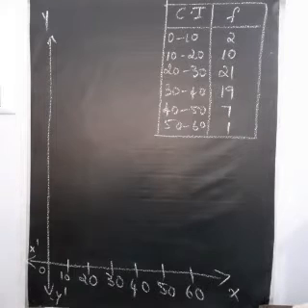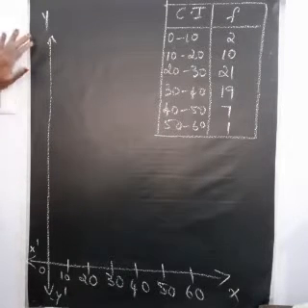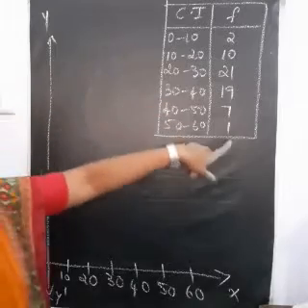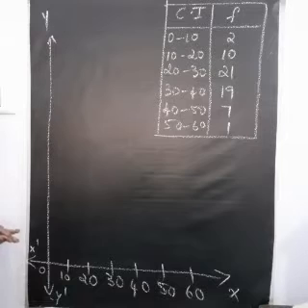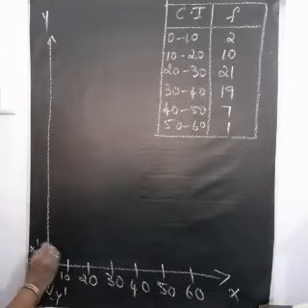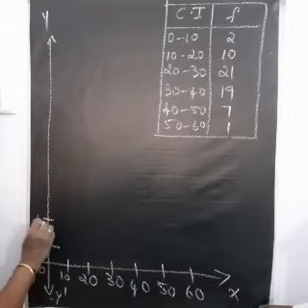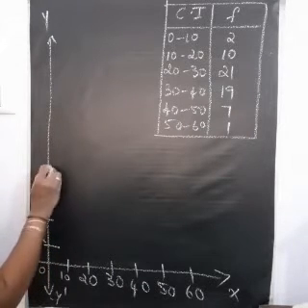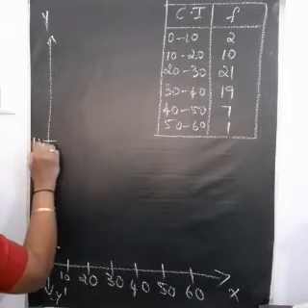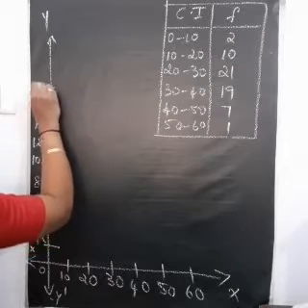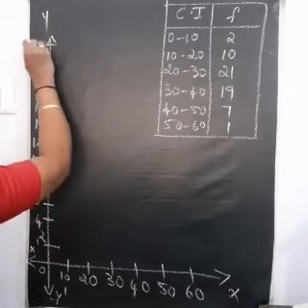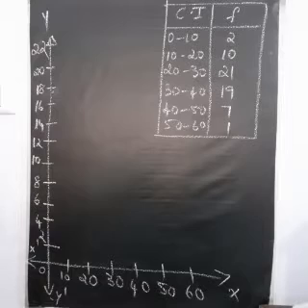Correct. Now let us see the selection for the y-axis scale. The lowest value is 1 and the highest is 21. So there won't be place to take 1, 2, 3. So shall we start with 2, 4, 6, 8, 10, 12, 14, 16, 18, 20, 22. That is the y-axis scale. Now let us represent it.